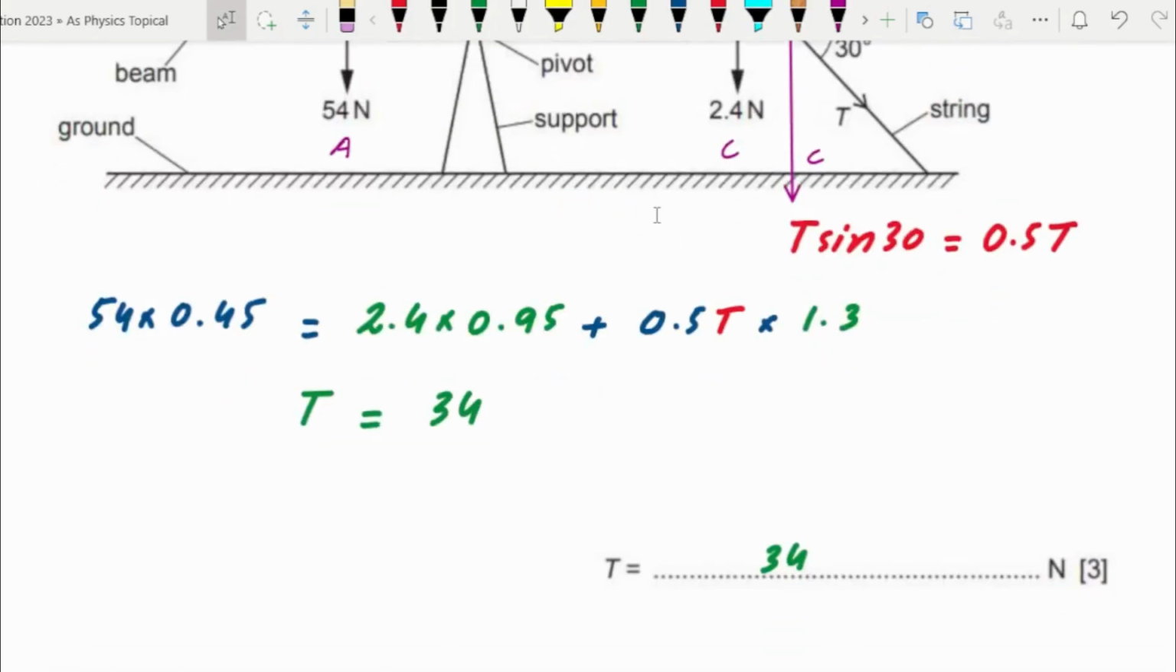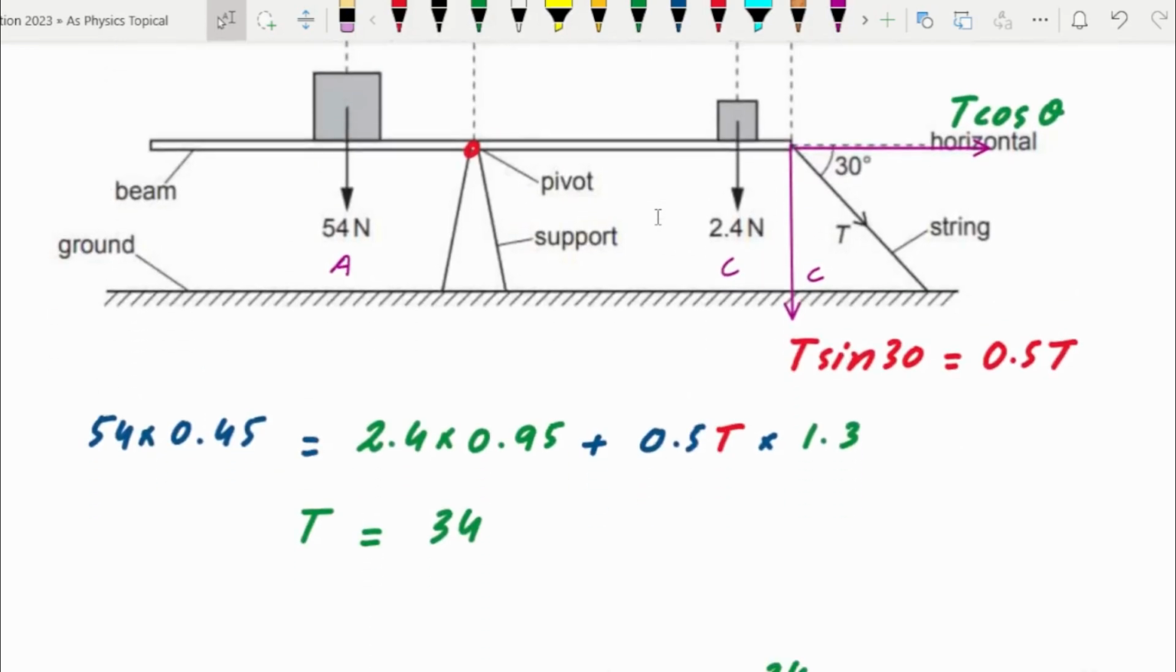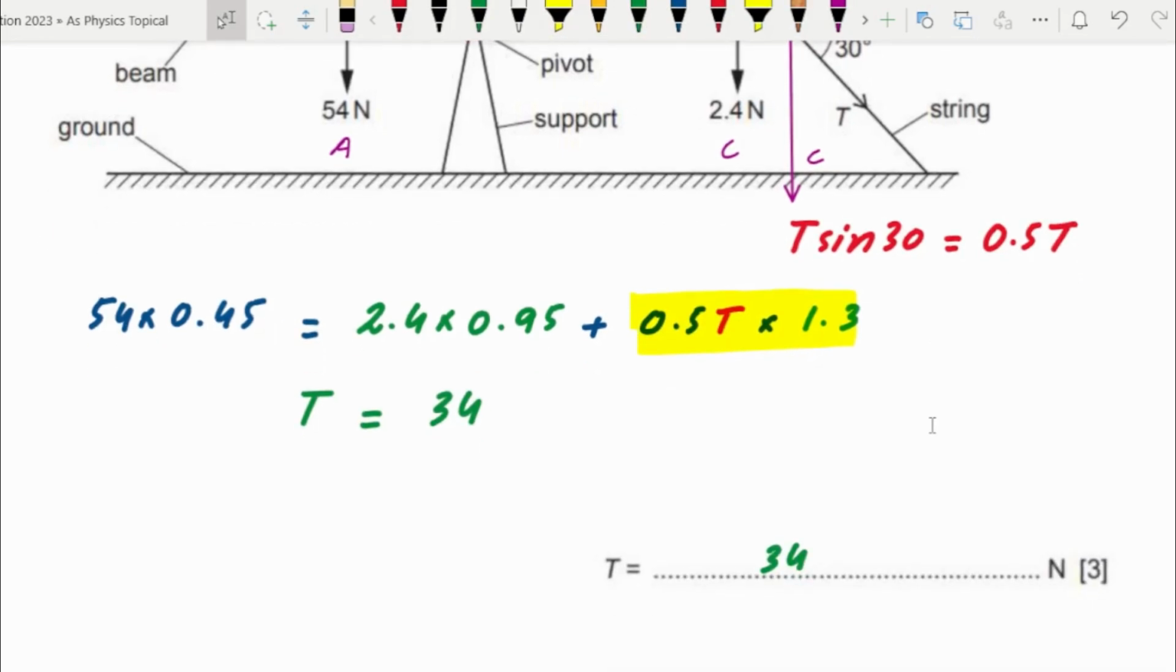So look, this was the thing. What was the moment of force produced due to the string? That was this portion. This one. This is the moment that is produced due to the string. And if this is not there, you make it zero. So let's see what happens now.